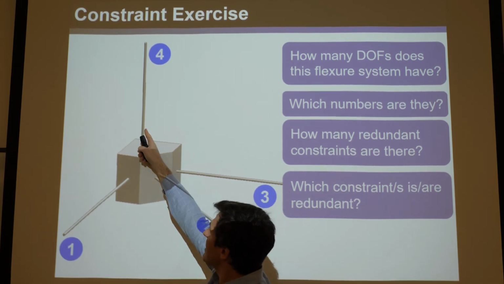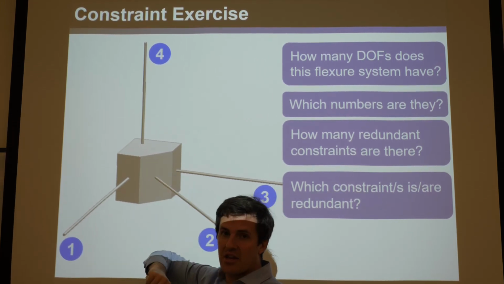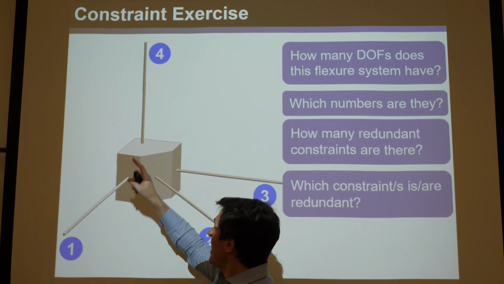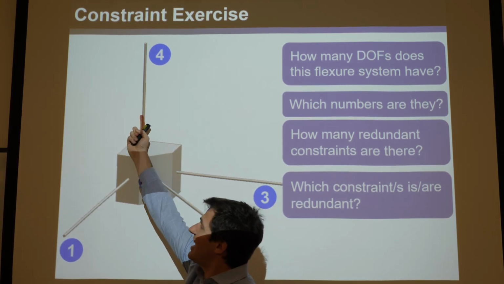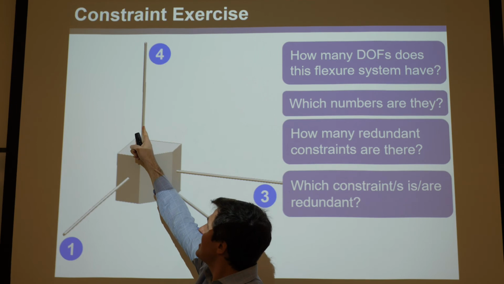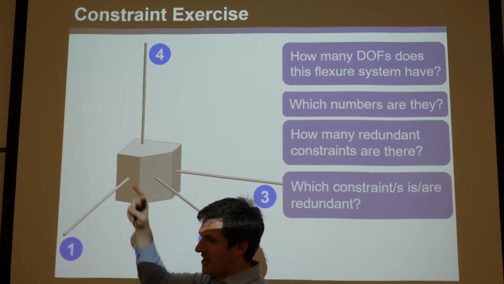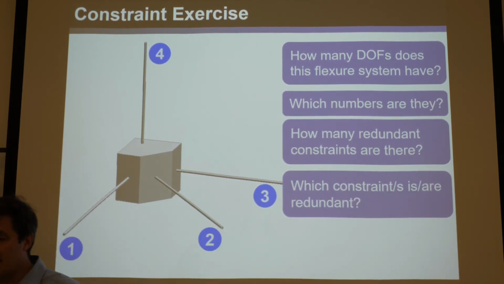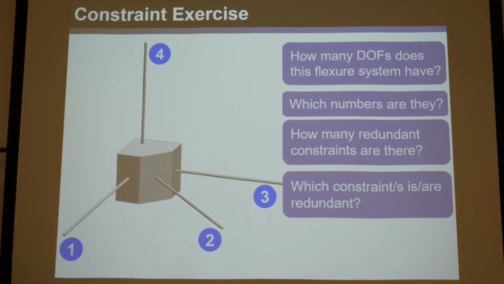What about this one? If I take this one out, would it change anything? The answer is yes. If I took this one out, now you could translate up. So this guy is necessarily non-redundant, okay? That one, number 4, is critical. Okay, that's a non-redundant constraint. If we take that out or add it, it will change the degrees of freedom of the system.